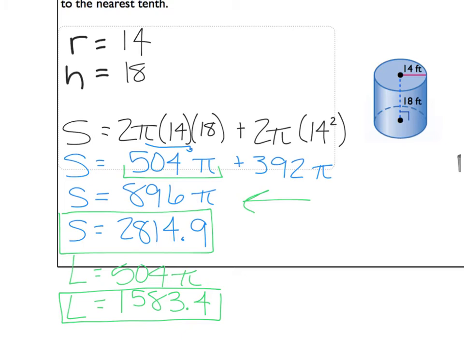2,814.9. To get my lateral area, again, I took my 504 pi because this first part is our lateral area. I just multiplied 504 times pi. Now keep in mind, if you're using the pi button versus 3.14, your answers may be slightly different, so that's why it's important to show your work. It doesn't mean you're wrong. It's just in the way that things get rounded, and especially if you multiply earlier on by pi or 3.14, it will throw the final answers off from each other. So just make sure you're showing your work.